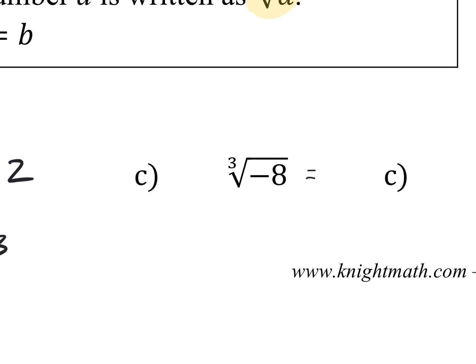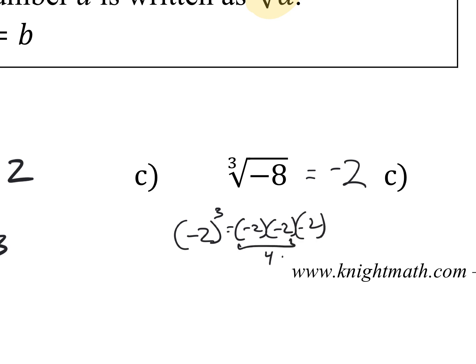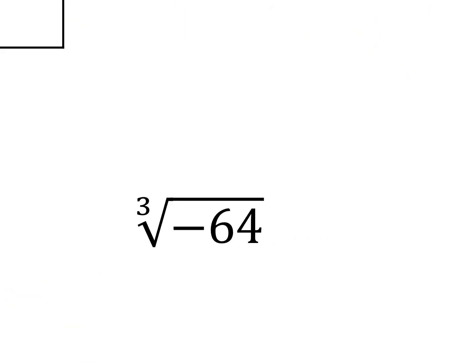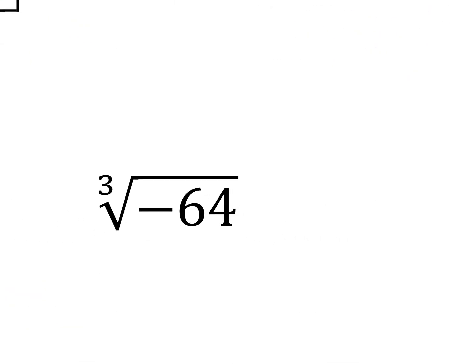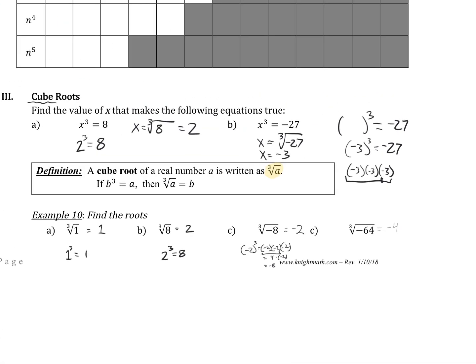What if it's negative? Well, the cube root of 8 is 2, so the cube root of negative 8 is going to be negative 2. Because negative 2 cubed is negative 2 times negative 2 times negative 2, which is 4 times negative 2, which is negative 8. Okay? All right, what about the cube root of negative 64? Well, the cube root of 64 is 4, so the cube root of negative 64 will be negative 4. Okay, that's the idea.